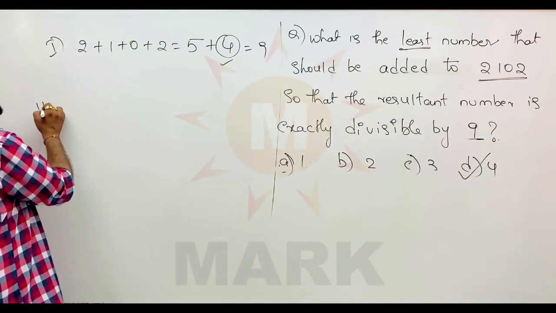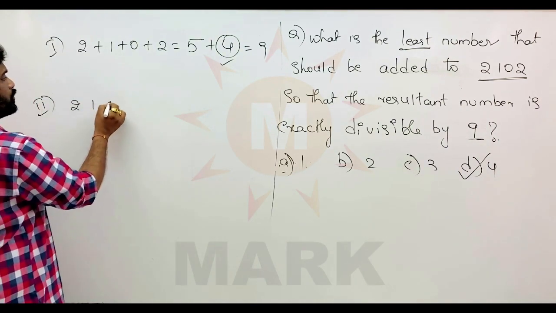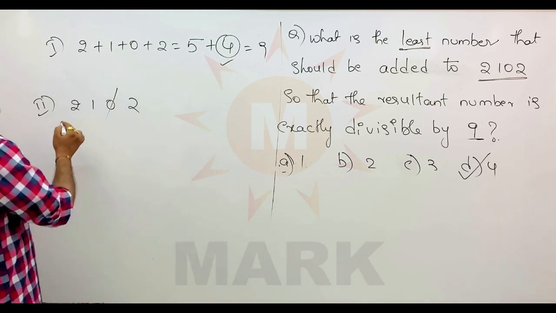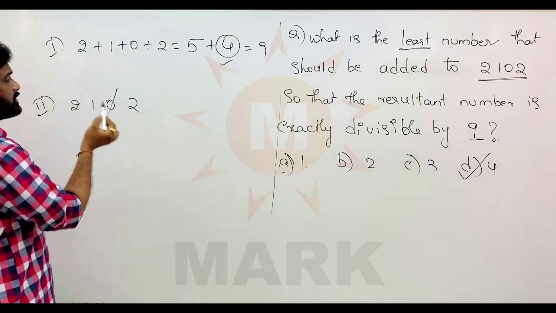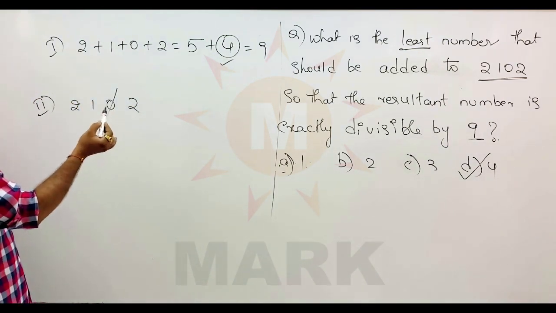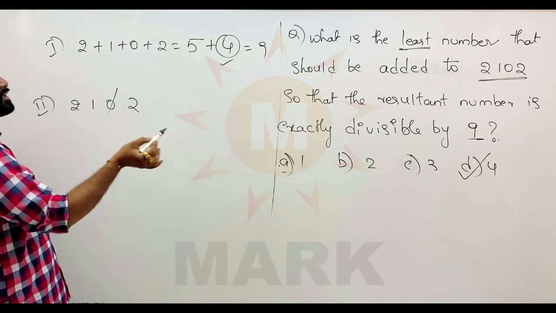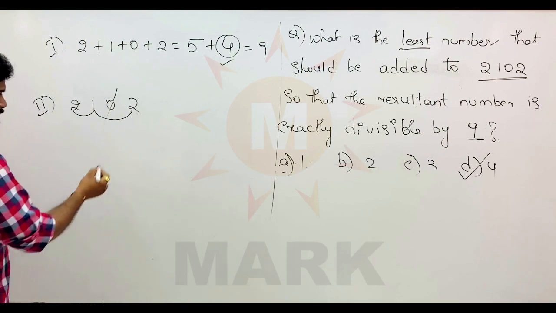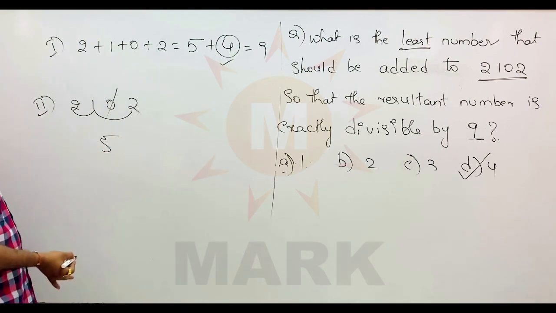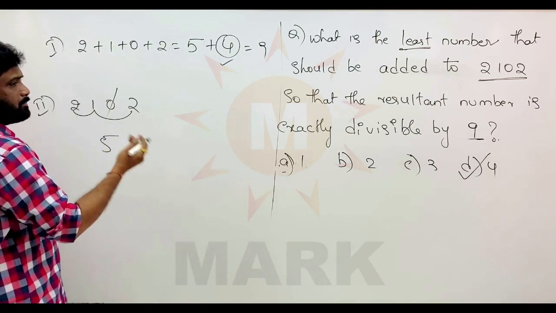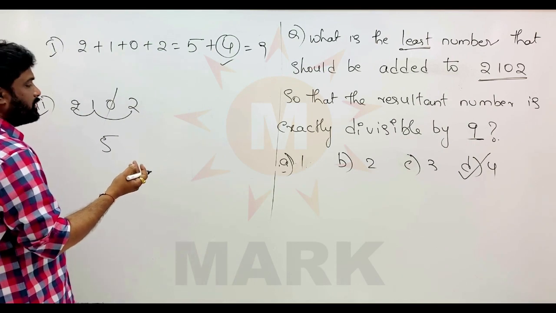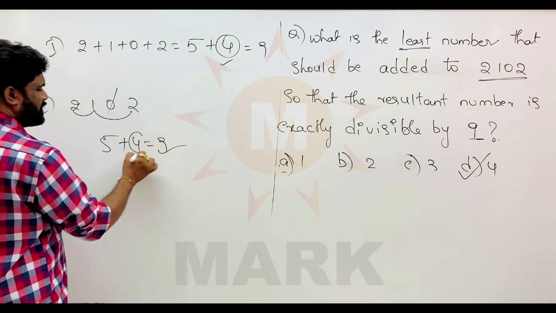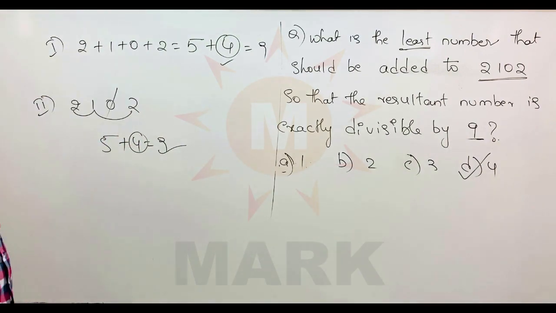Even in the cancellation technique you can do it. In 2, 1, 0, 2, the 0 gets cancelled. Now I should cancel 9s, but 9s are not there. Now I should take 2 or more numbers whose sum is 9 or a multiple of 9. I am taking the sum 2 plus 1 plus 2, it is only 5. So what number should I add to make it divisible by 9? 4 is the number that will make 9. In this way also I get 4 as the answer.